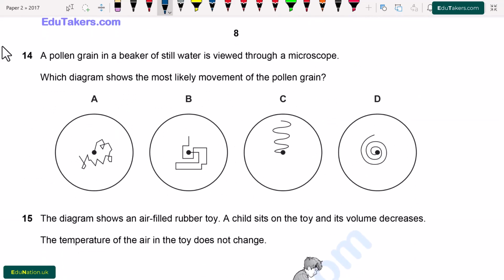Question number 14. A pollen grain in a beaker of still water is viewed through a microscope. Which diagram shows the most likely movement of the pollen grain? So the pollen grain movement is random. In the option A, random movement is shown. The pollen grain move in any direction. In the option B, C and D, there is regular pattern for the motion of the pollen grain. It means that from here, option A is correct.